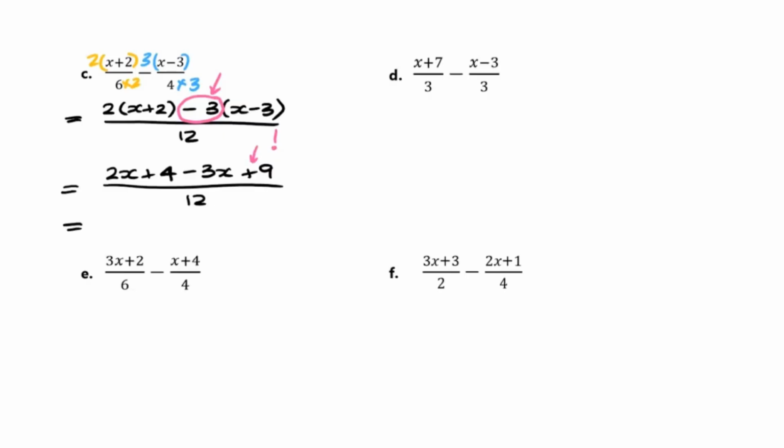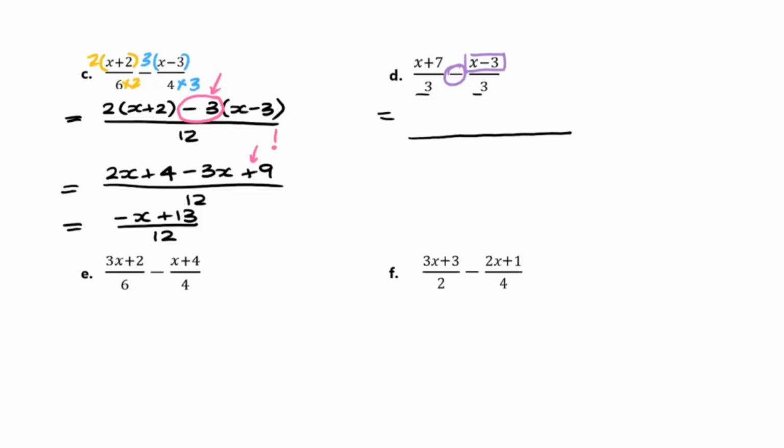Okay, let's combine our like terms. We've got 2x minus 3x, so that gives us negative x. And we have positive 4 plus 9, so that becomes plus 13, and that's still all over 12. Okay, the next one immediately looks kind of simple. We've got the same common denominator already. But this negative sign is telling us that we're subtracting x minus 3.